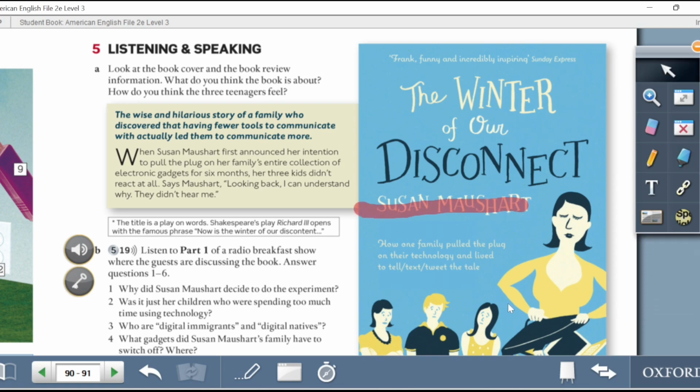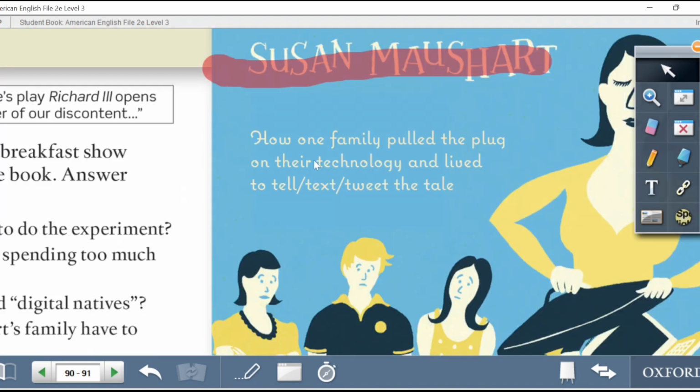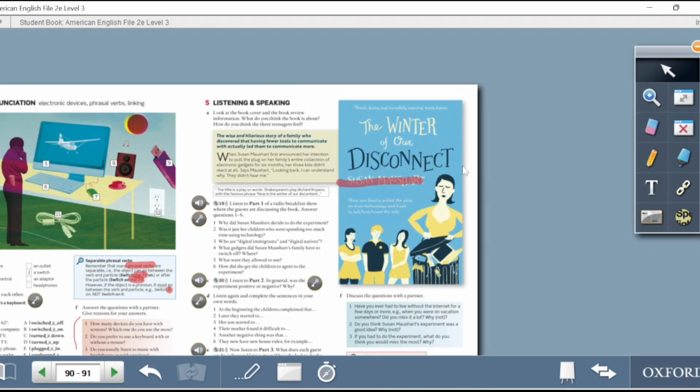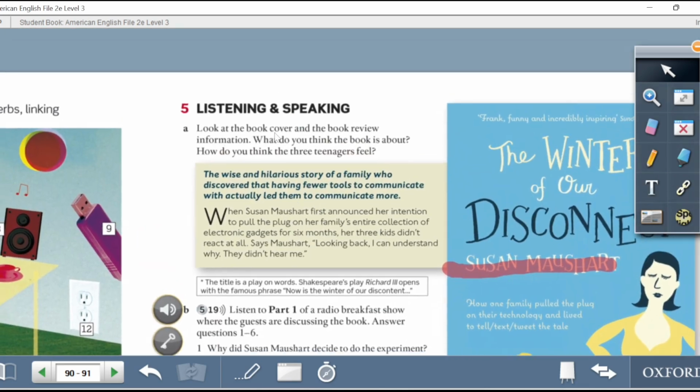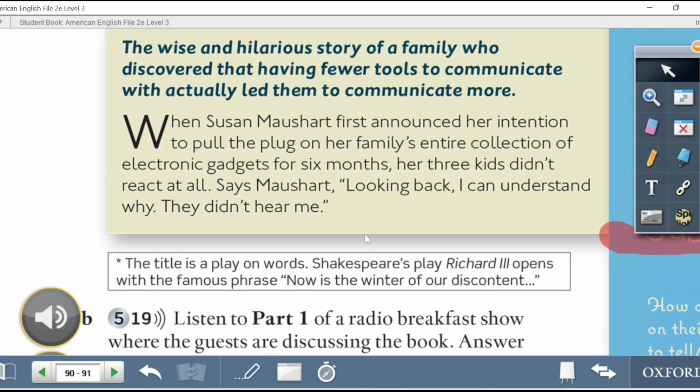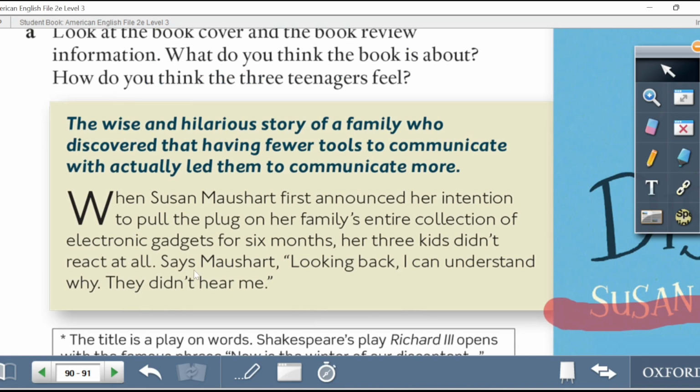خب اینجا گفته که How one family pulled the plug on their technology and lived to tell the tale. و اینجا این قسمت گفته که look at the book cover and the review information. What do you think the book is about؟ فکر میکنین راجع به چیه؟ How do you think the three teenagers feel؟ و فکر میکنین تینیجرها چه احساسی دارن؟ حالا بریم این قسمت رو بخونیم، بعد میریم لیسنینگ رو گوش میدیم.